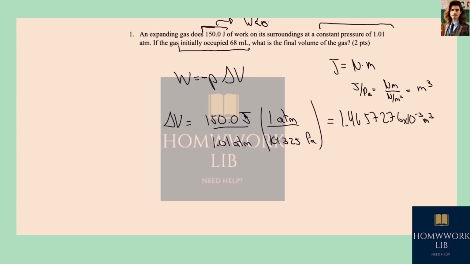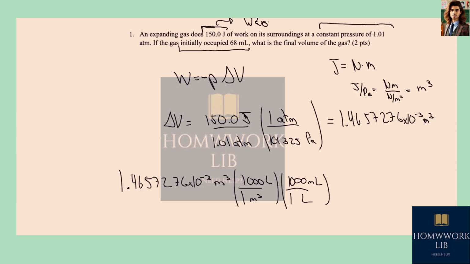But we want our result finally in milliliters, so we're going to employ some conversion factors in order to get our final answer. Let's begin by writing down this number again. I'm not cutting off the significant digits yet; we're going to do that at the very end. We know that in 1 cubic meter we have 1,000 liters, and that in 1 liter we have 1,000 milliliters. So the final result that we would get is 1,465.728 milliliters.